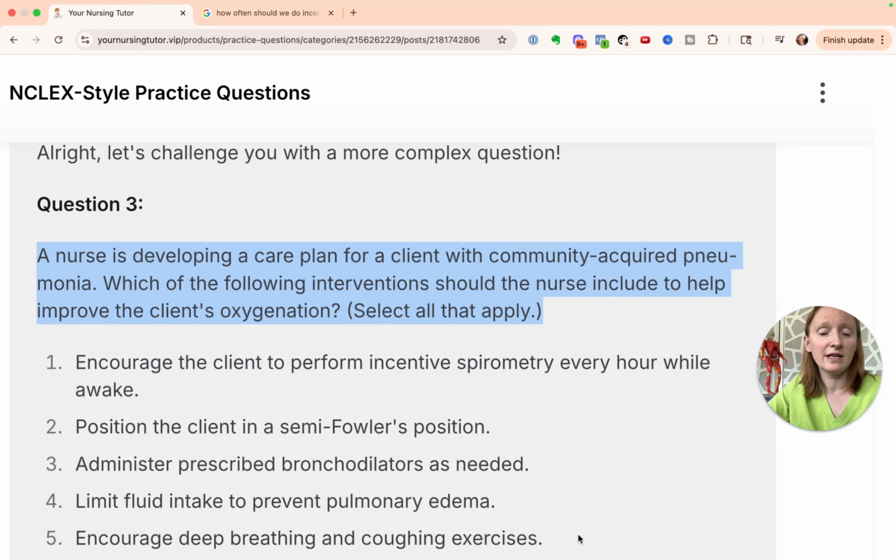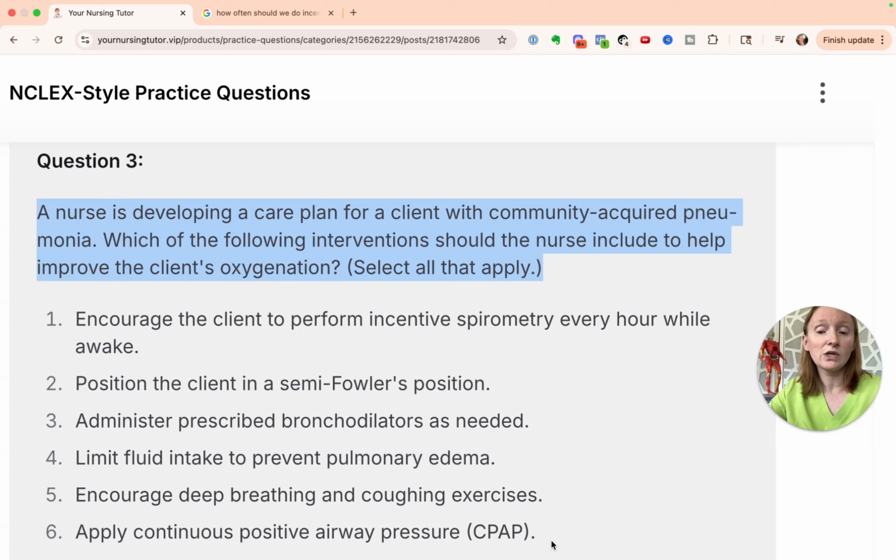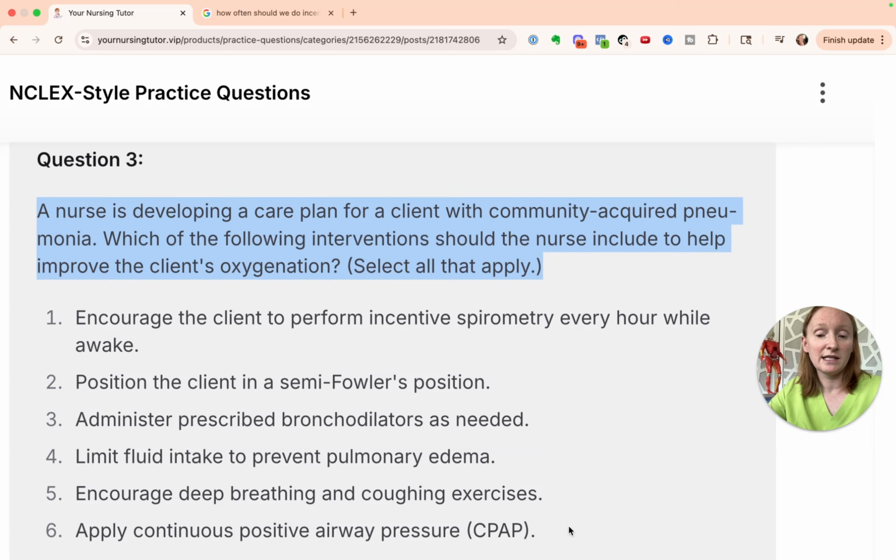And then number 5 is encourage deep breathing and coughing exercises. This is a great one because, again, it's just another way, kind of like the incentive spirometer, to get those alveoli open, keep the airways open, getting the mucus up and out so that we can breathe more clearly. So I like that one. Now, apply continuous positive airway pressure, CPAP. So this one, I'm like, ooh, no, I don't think so, because it's only community acquired. It doesn't seem like it would be that severe that we would constantly need it.